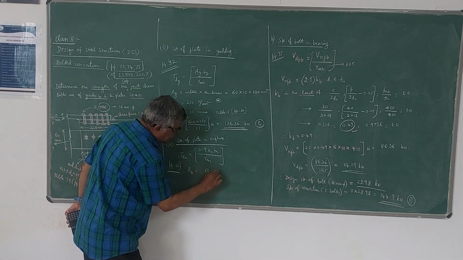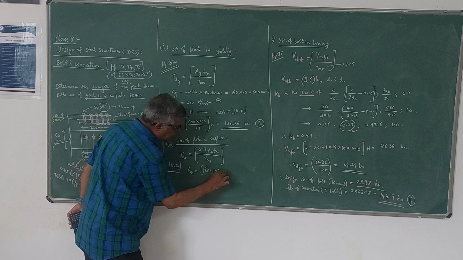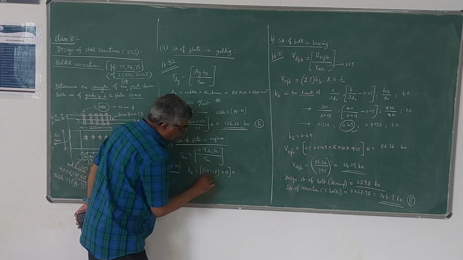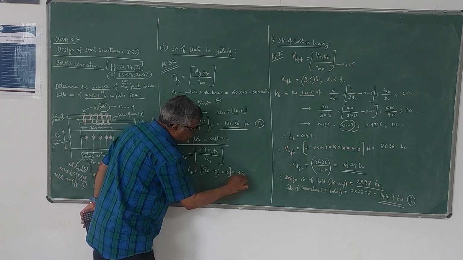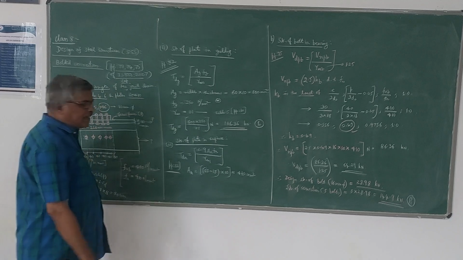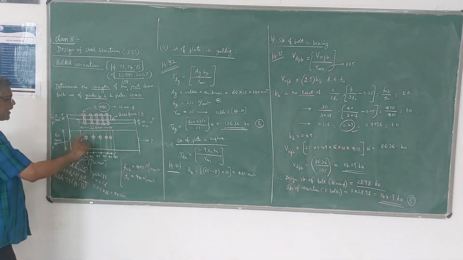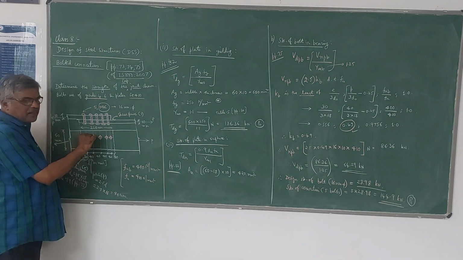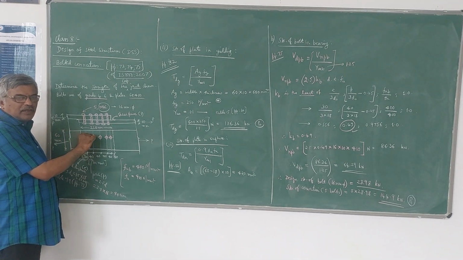60 minus 18 is the width now. Into thickness, which won't change, into 10. So it becomes 42 into 10, that is 420 millimeters square. This is the net area. So to get the net area in the width, from the total width, you have to deduct the diameter of the bolt hole.